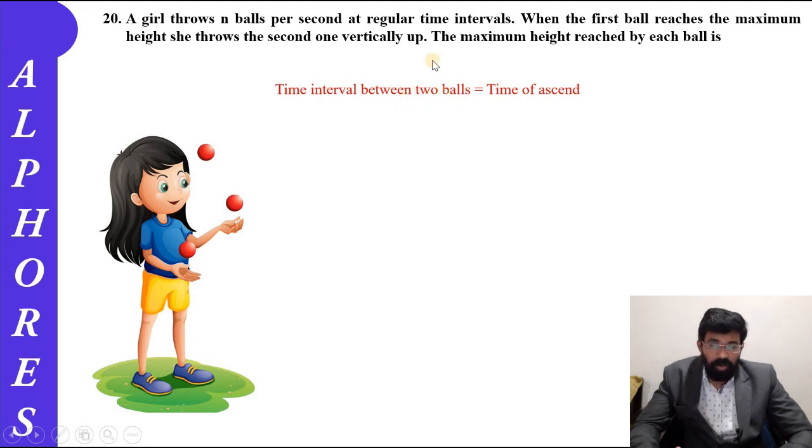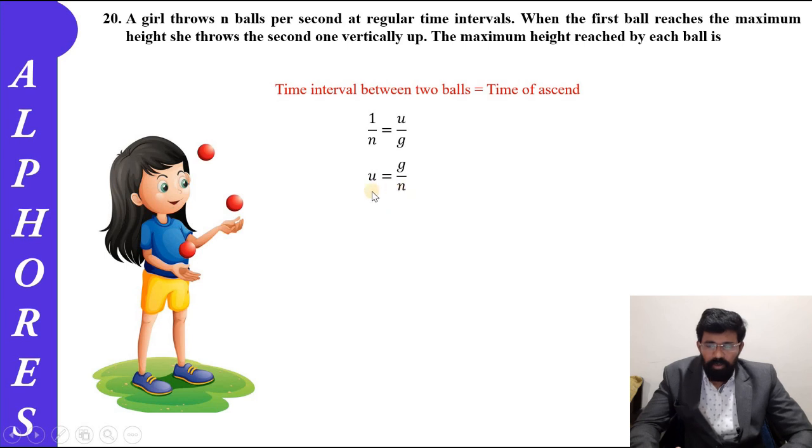And the time interval between 2 balls is how much? All these n balls are projected after regular intervals of time. So the time gap between 2 consecutive balls will be 1 by n. And that 1 by n is equal to the time of ascent, which is equal to u by g. We know about this one. Time of ascent or time of descent, both are equal to u by g. So from this equation, we can find out what u is.